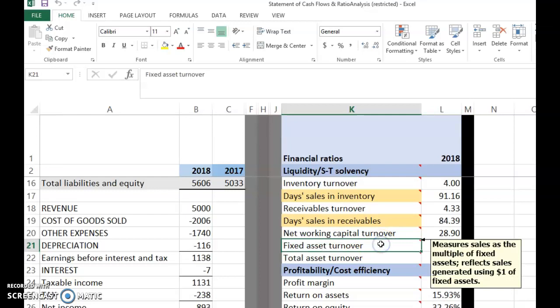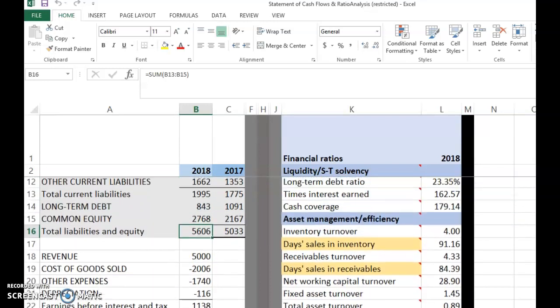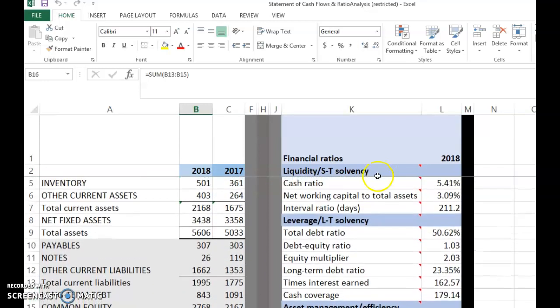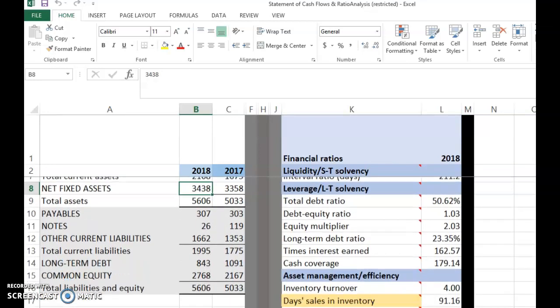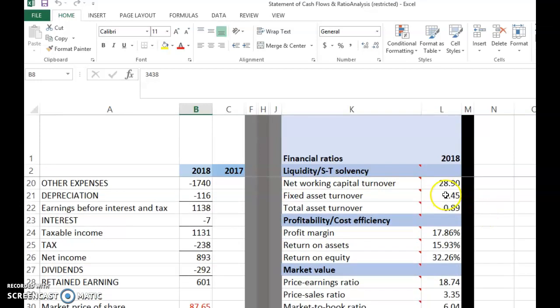So here you take sales 5,000, divided by total assets. You can take this value 5606. So this is total asset turnover. Sorry, you need to go to the fixed asset. The fixed asset is here 3438. 5,000 divided by 3438, you get this value. Fixed asset turnover is 1.45.